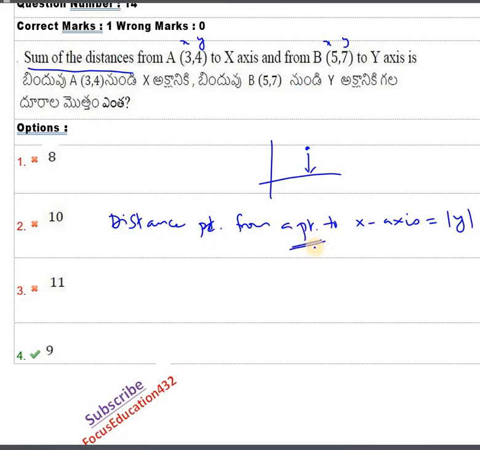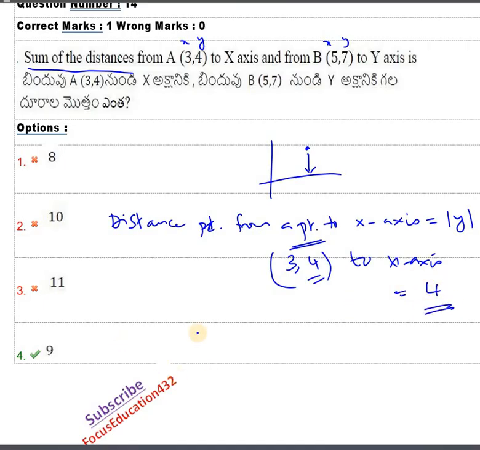What is the meaning of distance from any point x comma y? So what is given to us? The point 3 comma 4 to the x-axis. What is the answer? It is y. What is y? The positive value of y. Anyway, it is already 4. So the first one you will get as 4.